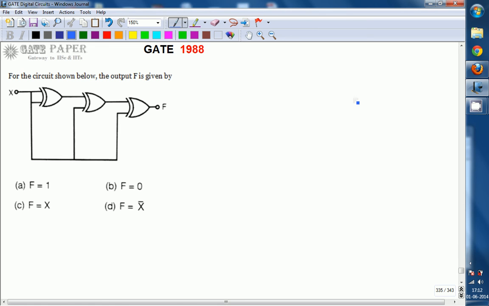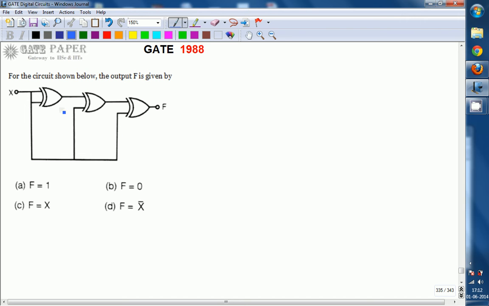Hello, we are discussing the GATE 1988 ECE paper, and this question is related to digital circuits. For the circuit shown below, what is the output function f? We are going to write the output function f for the given circuit.